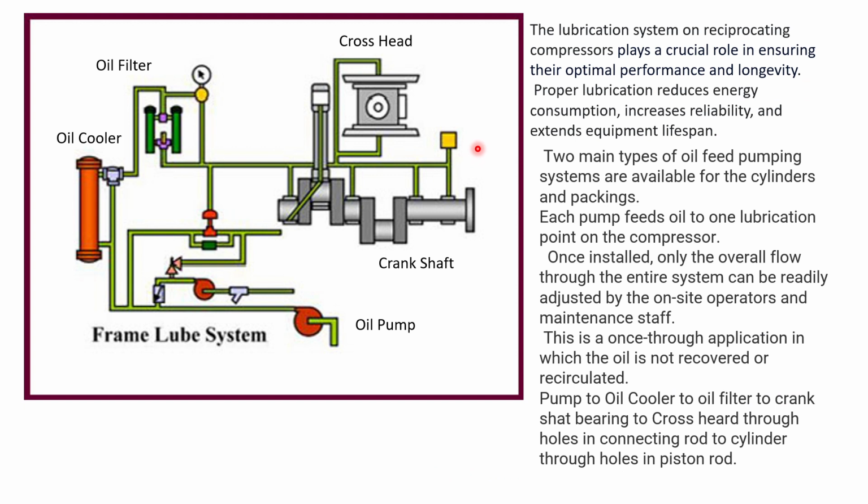Now let us talk about the lubrication system of the compressor. So you see in the diagram, this is the oil pump inside the crankshaft, and from there it is going to the oil cooler, oil filter, and then from there it goes to lubricate all the crankshaft bearings, and then through the connecting rod it goes to the crosshead. There is a hole in the connecting rod, we will see later on, through which it goes to the crosshead and lubricates the crosshead. If the cylinder is also lubricated, then there is just another line here which goes to lubricate the cylinder.